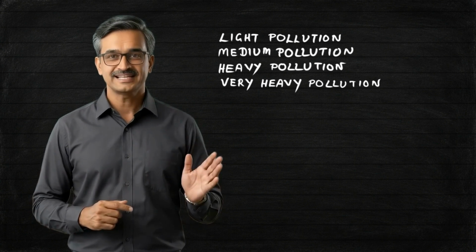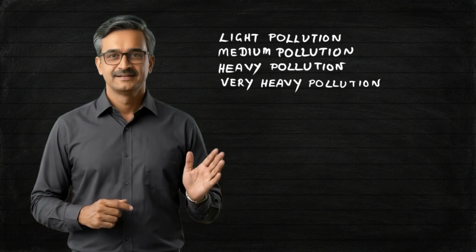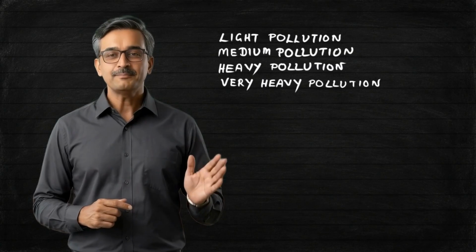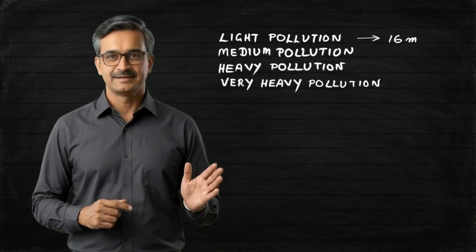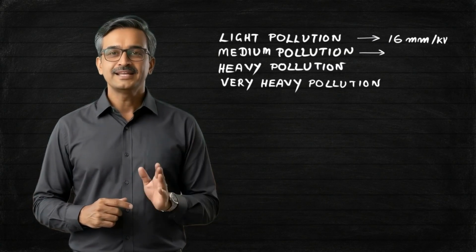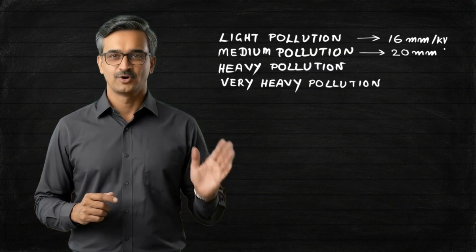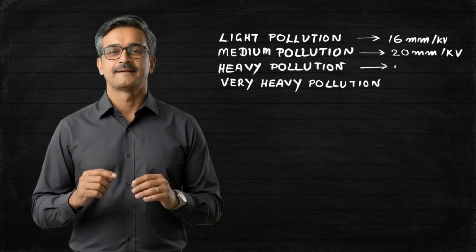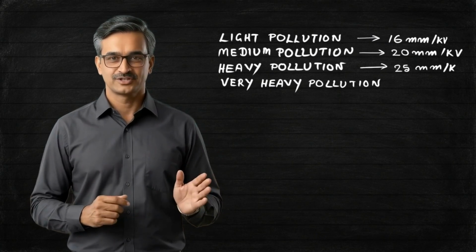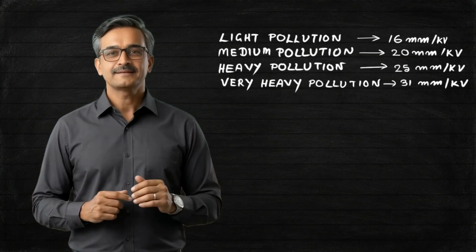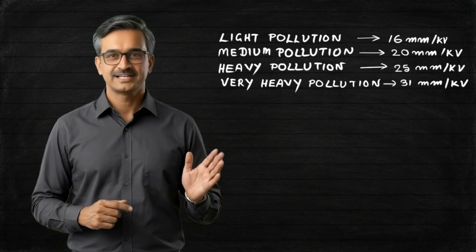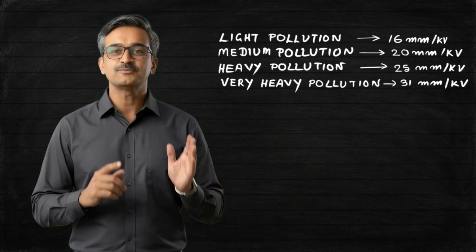Step 2. Select the specific creepage distance. IEC recommends the following minimum specific creepage distances. Light pollution, 16 mm per kilovolt. Medium pollution, 20 mm per kilovolt. Heavy pollution, 25 mm per kilovolt. Very heavy pollution, 31 mm per kilovolt. These values are expressed in millimeters per kilovolt of the highest system voltage.